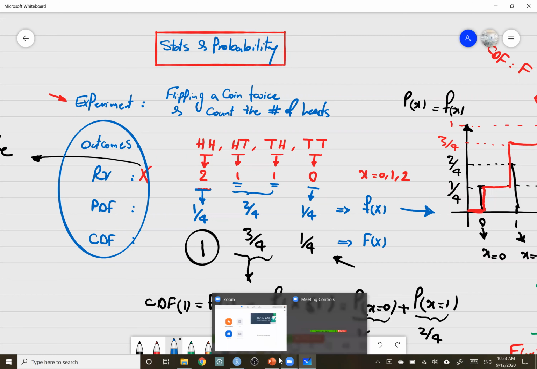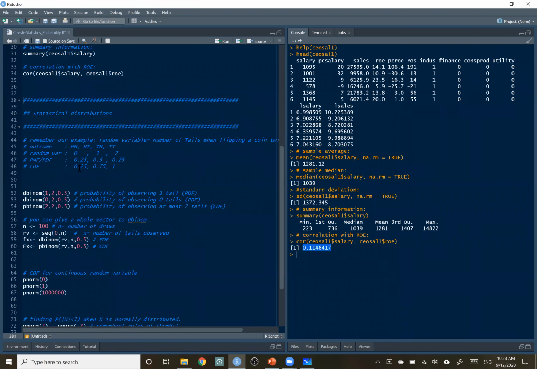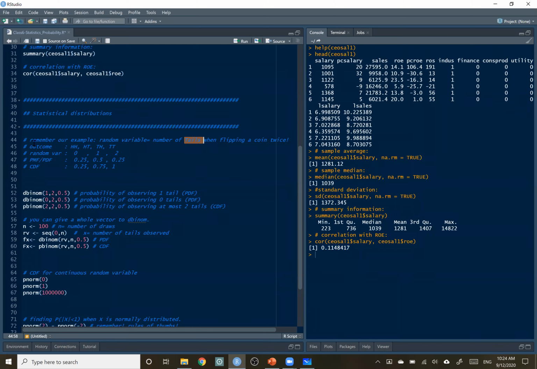In R. Imagine our example was, the random variable was number of, well, on the whiteboard it was number of heads, but now let's call it number of tails because I want to go from 0 to 2. So it's the number of tails when flipping a coin twice. Remember, from the whiteboard, these were the outcomes: head head, head tail, tail head, tail tail, and 0, 1, 2. The PDFs were 1/4, 2/4, 1/4. The CDFs were 1/4, 3/4, and 1.